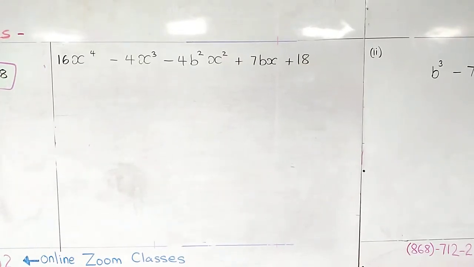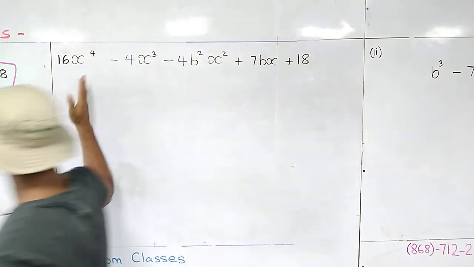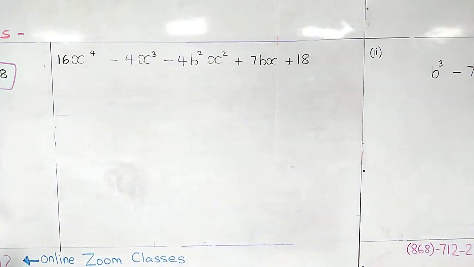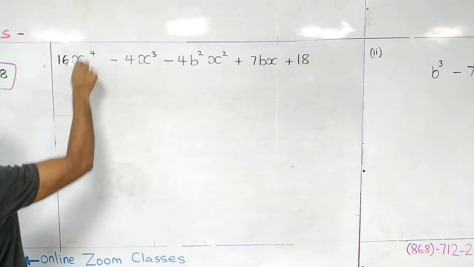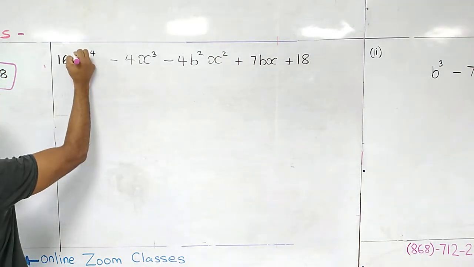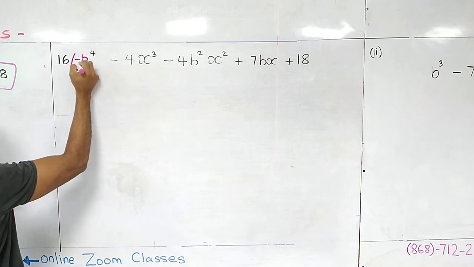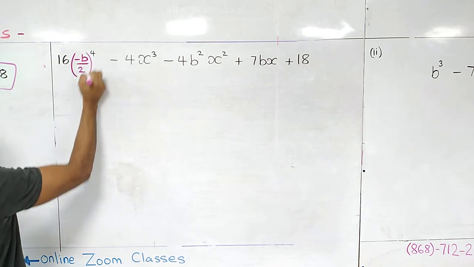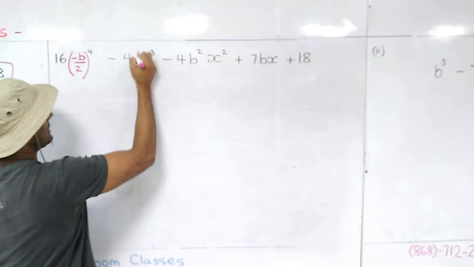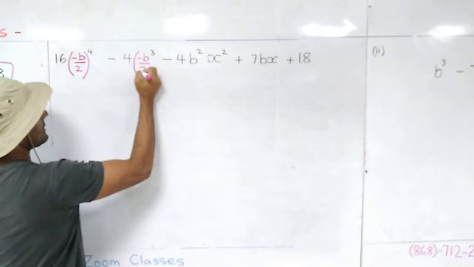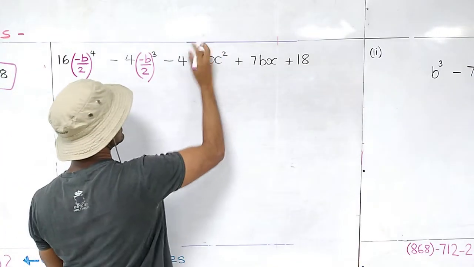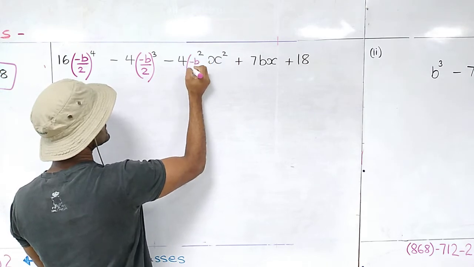All right, so we have the next part of the board. We're going to replace x with how much? Minus b on 2. So I already took the liberty of writing the equation, and all the x's, one by one, replaced with minus b on 2. Let's take our time. Minus b on 2.